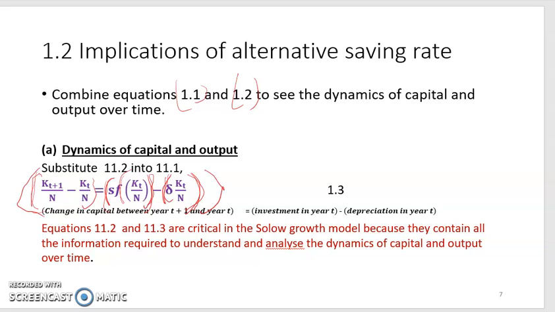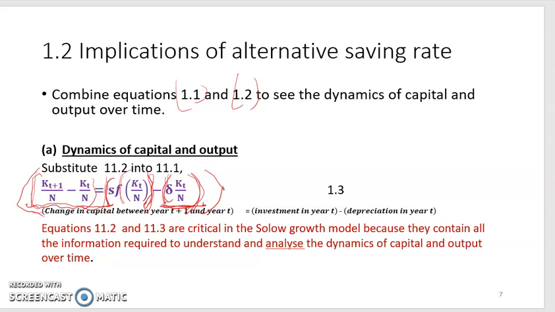So looking at this relation, you should notice that if investment per worker exceeds depreciation per worker, that is, if this part here exceeds this one, the change in capital per worker, the outcome between these two, will be positive. So if investment per worker is greater than depreciation, then the change in capital stock per worker will be positive. So capital per worker will increase.